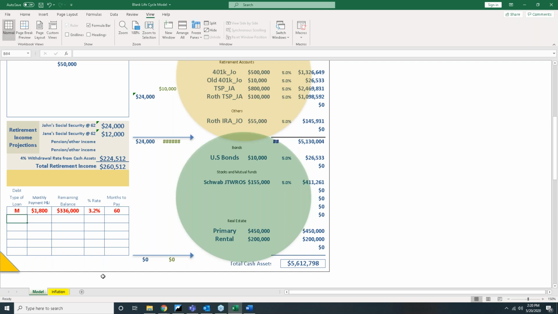And then shorthand, for their credit card debt, we'll put CC. Monthly payment about $500, and they have about $8,000 in credit card debt. Interest rate can vary, so we'll say about 12%. Months left to pay: if you don't have a number, you can always estimate or leave it blank. Since they say they're going to pay this off, we're going to leave that blank.